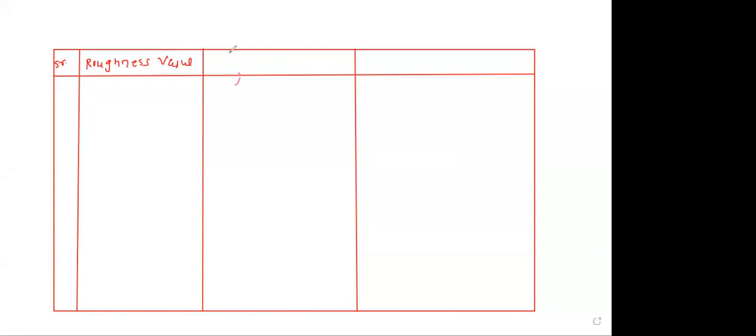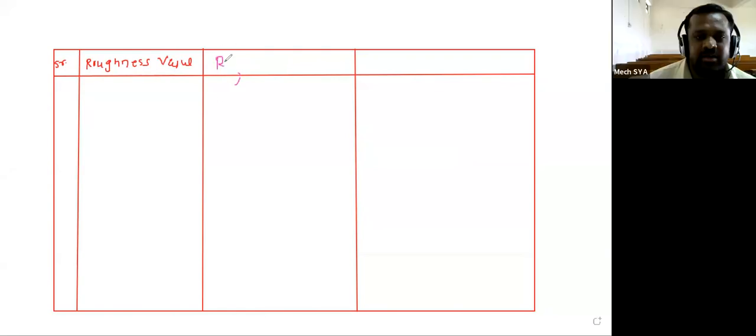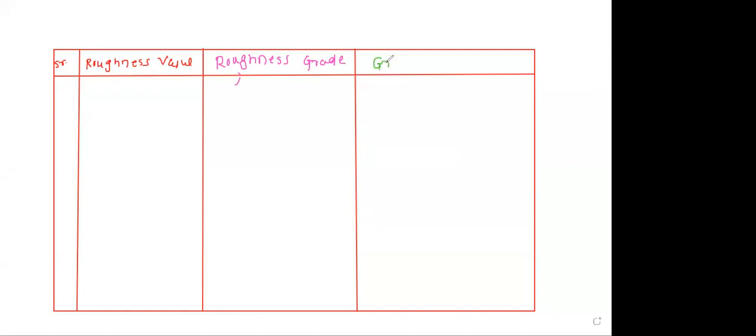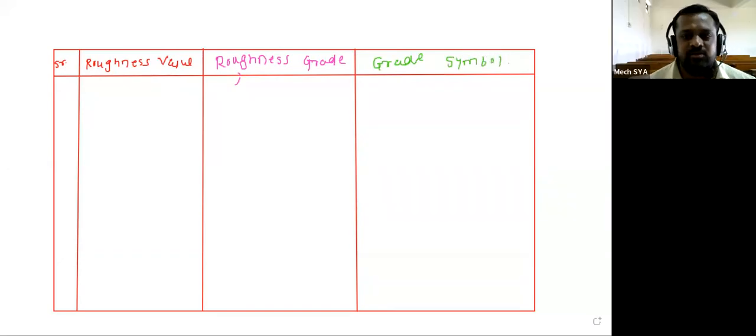Roughness grade number. Okay, roughness grade. Roughness grade we can see. And for the third, it will be for the symbol. Grade symbol. Okay.